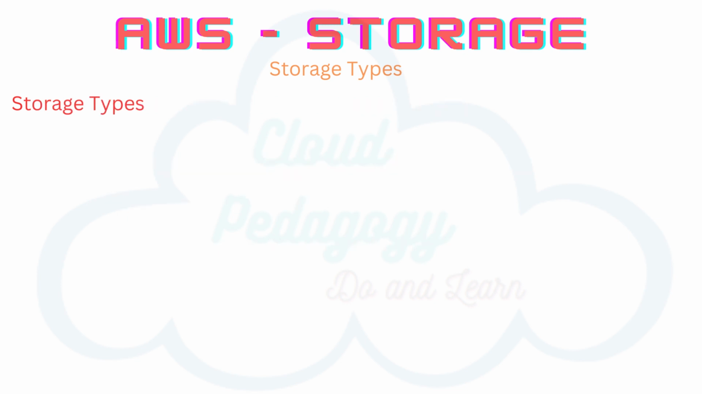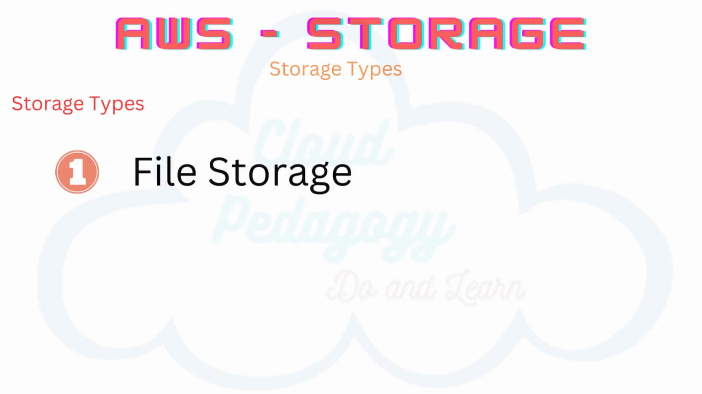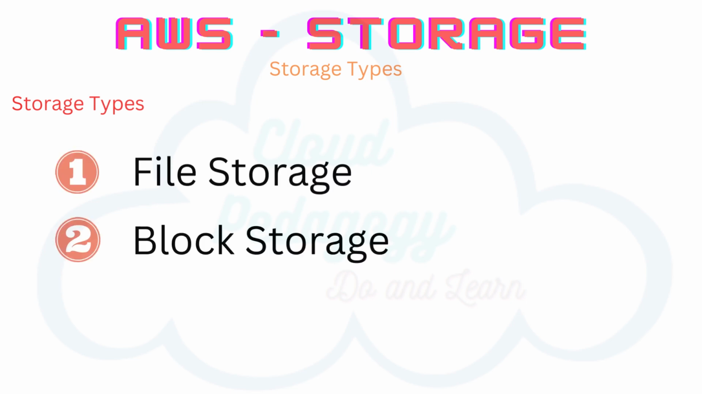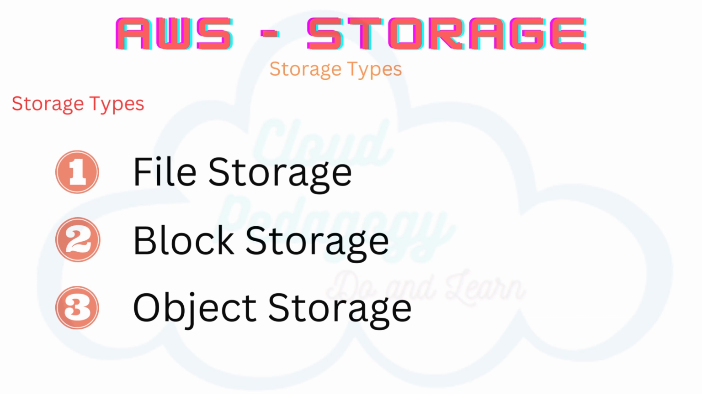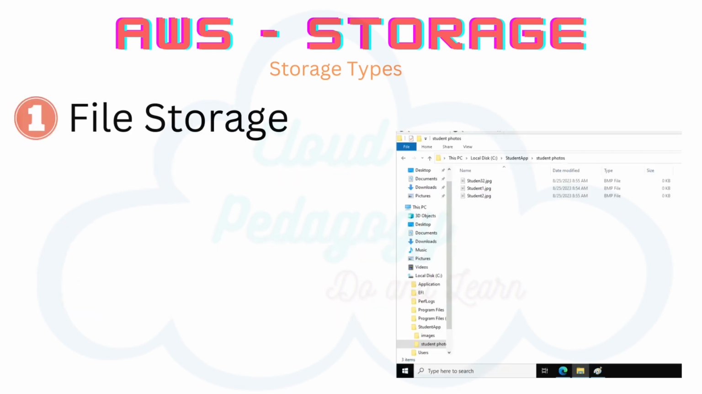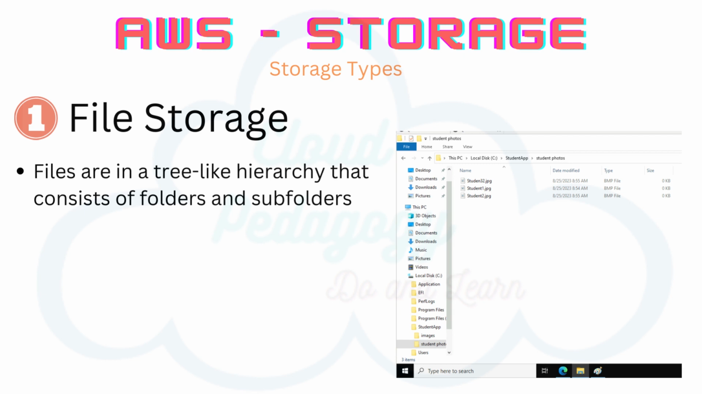AWS storage services are grouped into three different categories: file storage, block storage, and object storage. First, file storage. You may be familiar with file storage if you have interacted with file storage systems like Windows File Explorer or Finder on macOS. You place your files in a tree-like hierarchy that consists of folders and subfolders. For example, if you have hundreds of student photos on your laptop, you may want to create a folder called Student Photos and place those images inside of that folder to organize them.